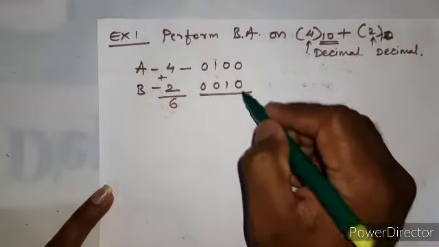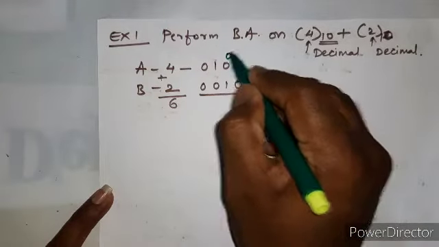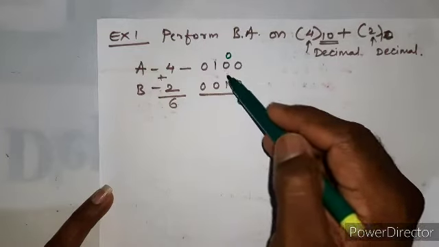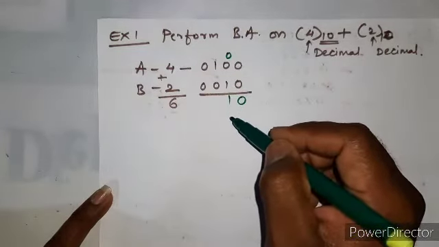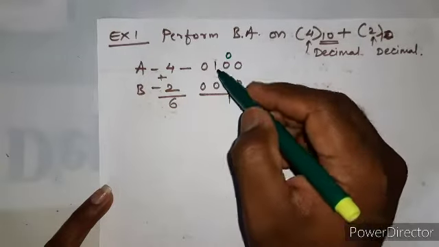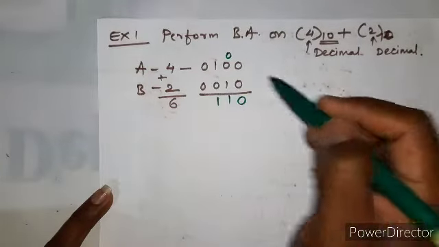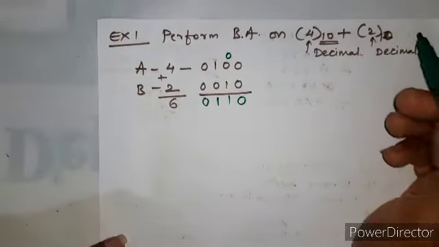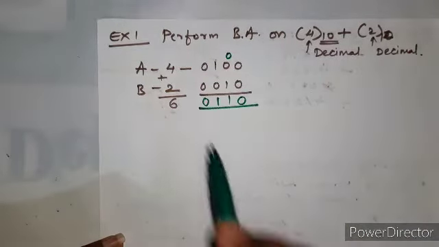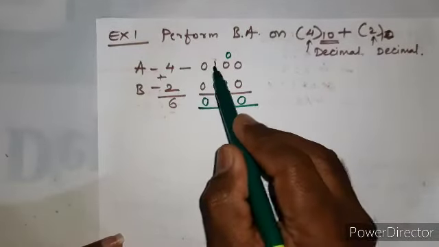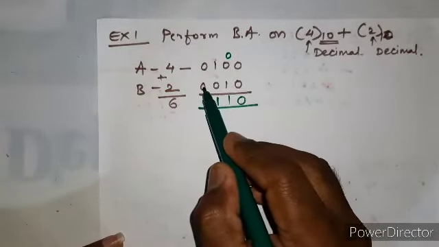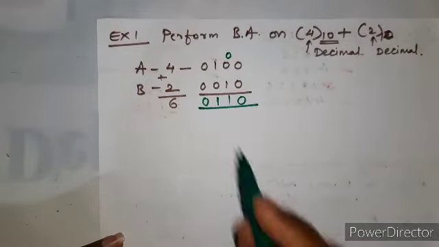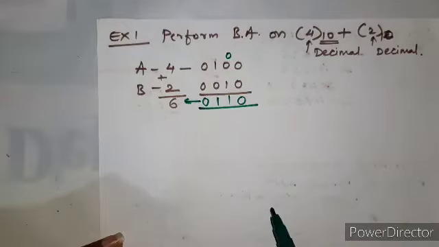So 0 plus 0, sum is 0, carry is 0. Now 0 plus 1 is 1, carry is 0. 1 plus 0, sum is 1, carry is 0. 0 plus 0, sum is 0. Now we have obtained the addition of 0 1 0 0 and 0 0 1 0 as 0 1 1 0, which is equal to 6.